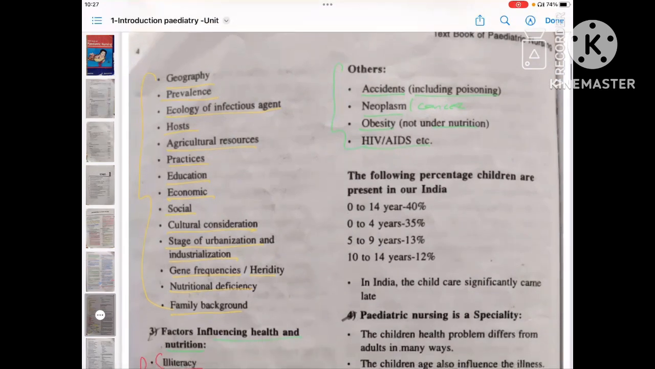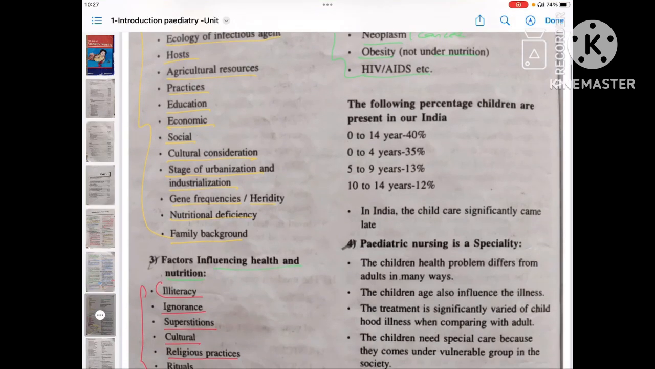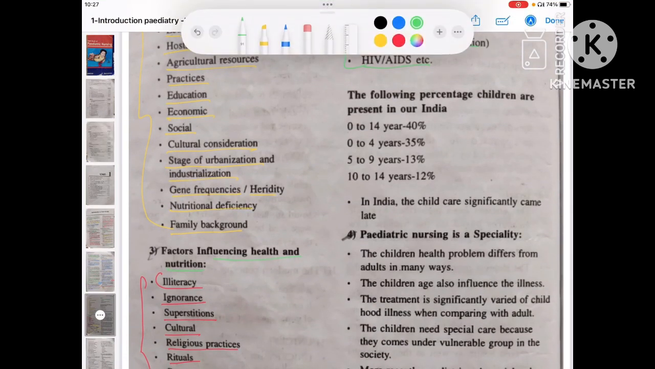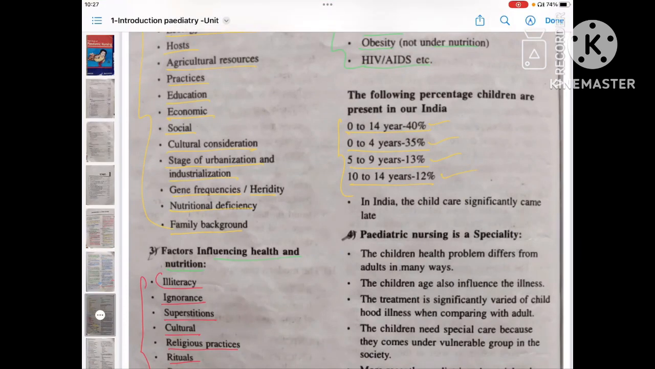So next, move to the percentage of children present in our India. How many percent children will be there in our India? Ages 0 to 14 years is 40 percent, 0 to 4 years is 35 percent, 5 to 9 years is 13 percent, and 10 to 14 years is 12 percent. So this is the percentage of children.